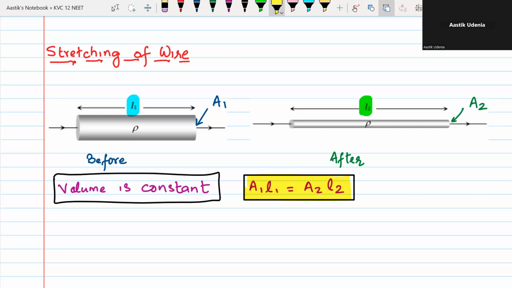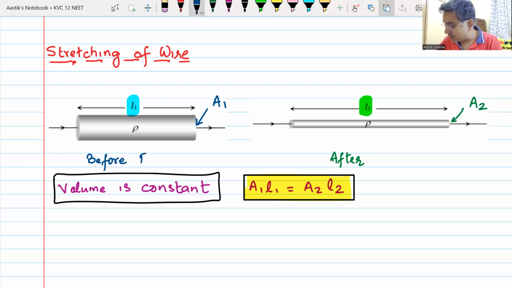Keeping in mind both of these things together, that the length of the wire has increased and consequently the area of the wire has decreased, if I call the resistance of this wire as R1 and the resistance of the same wire after stretching as R2, can you find out the ratio of R1 and R2? How will you find out the ratio of resistance R1 and R2 before and after stretching? What will be R1 equal to, anyone?